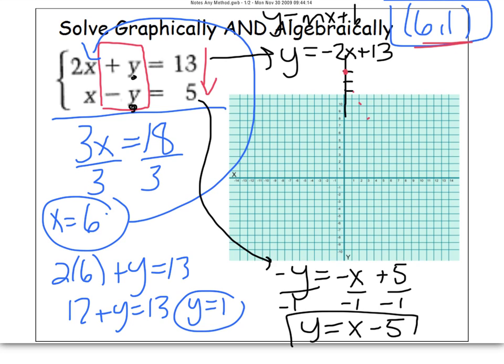So for this one, our y-intercept is negative 5. Our slope is up 1 over 1, up 1 over 1. And I'm going to connect those dots. Okay? And then I'm going to come down here and connect these dots. Okay. That's actually not a bad drawing.